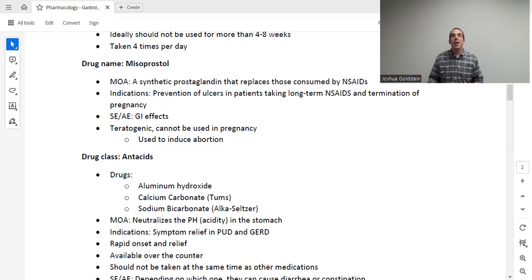For that reason, 1 hour before, 2 hours after taking an antacid, we do not take any of our regular medications. If we're supposed to take the medication at the same time, we delay it or take it earlier.